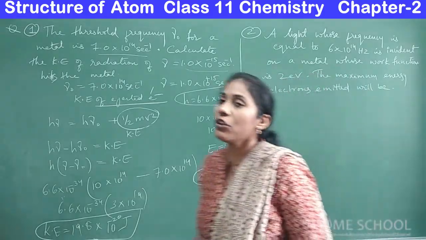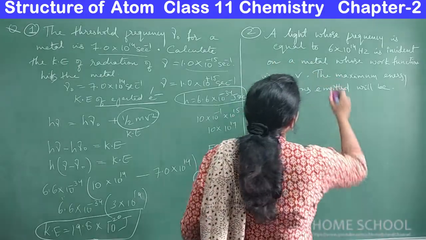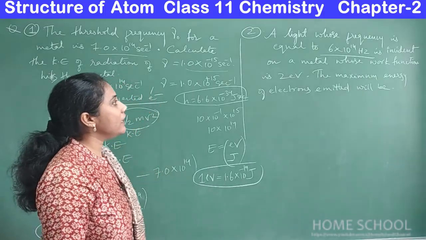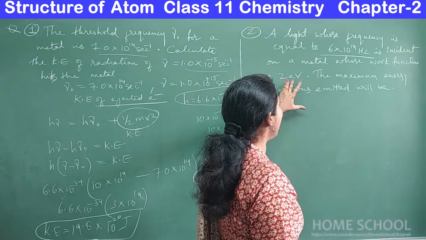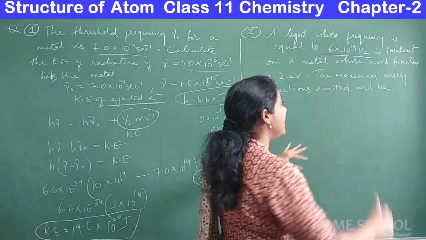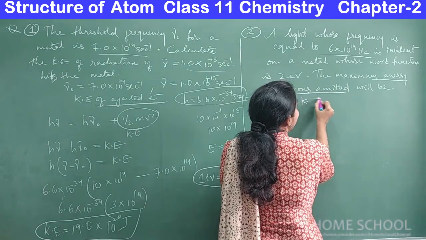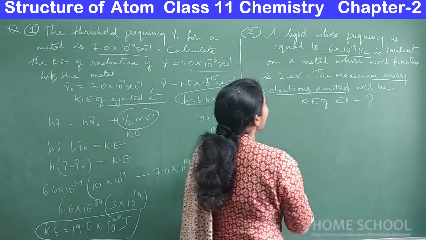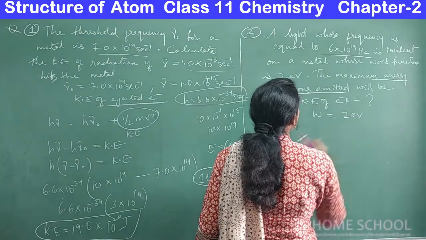Now let's go for question number 2. A light whose frequency is equal to 6 into 10 power 14 hertz is incident on a metal whose work function is 2 electron volts. See, the work function is given in electron volts. The maximum energy of electrons emitted will be, they are asking the energy of emitted electrons. That means they are asking the kinetic energy of electrons. So what is given? The work function is given, that is 2 electron volts.